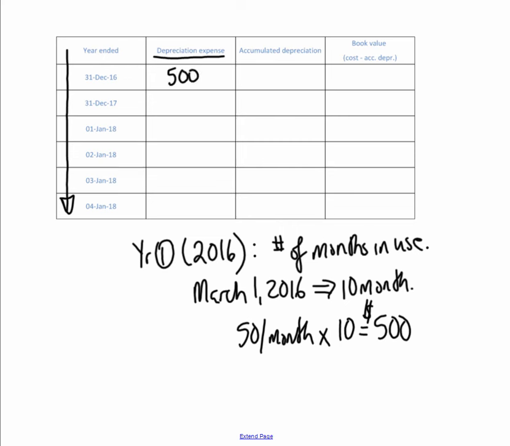We know accumulated depreciation is all the depreciation expense since the day it was placed in use. In this case, $500. What is our book value? It's the cost minus the accumulated depreciation. Cost is $4,160. Accumulated depreciation is $500. And that would be $3,660.